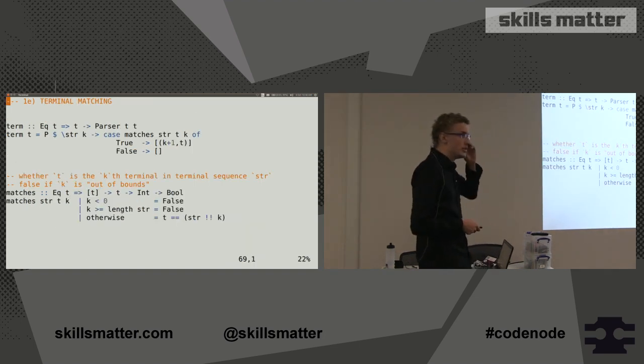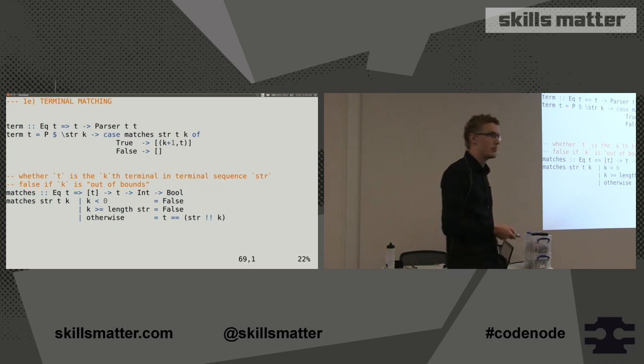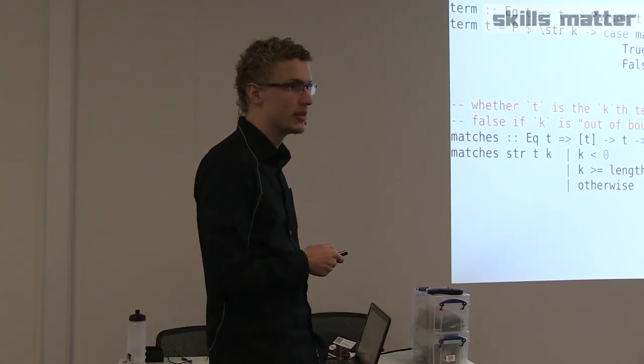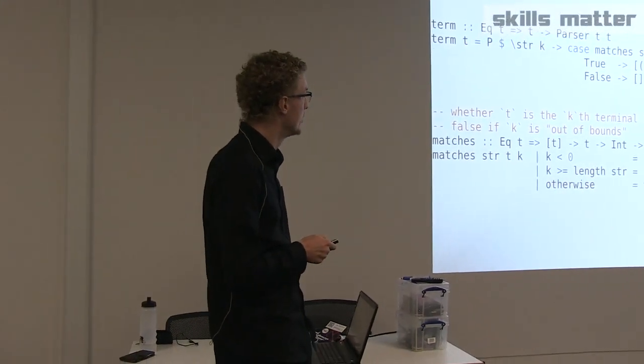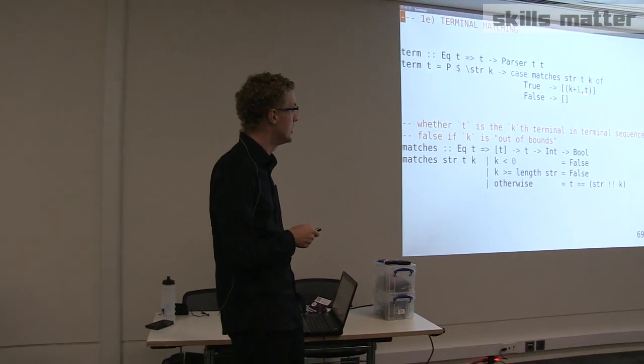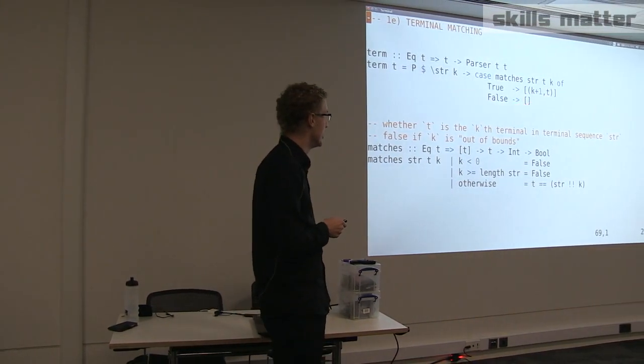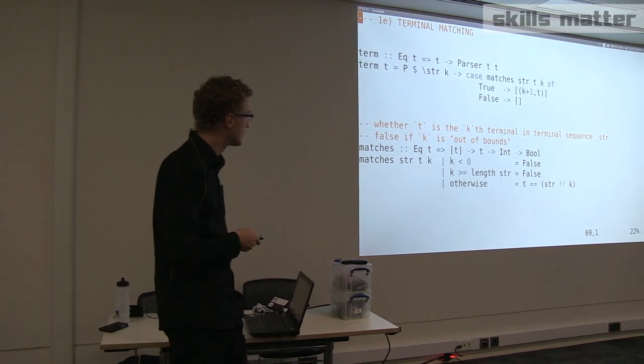So this function term is a function that, given some kind of terminal, produces a parser for matching exactly that terminal. It's very basic. If the terminal is at the current position in the input string, then we return the singleton list in which the pivot is increased and paired with the terminal. Otherwise, we have failure, which is represented by the empty list.